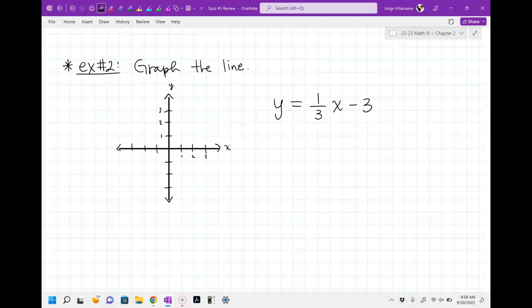They want you to graph that line on that coordinate plane. If you remember what I told you, the way you graph is that you have to know what your pieces mean. Your M is 1/3, and your B value is the -3.